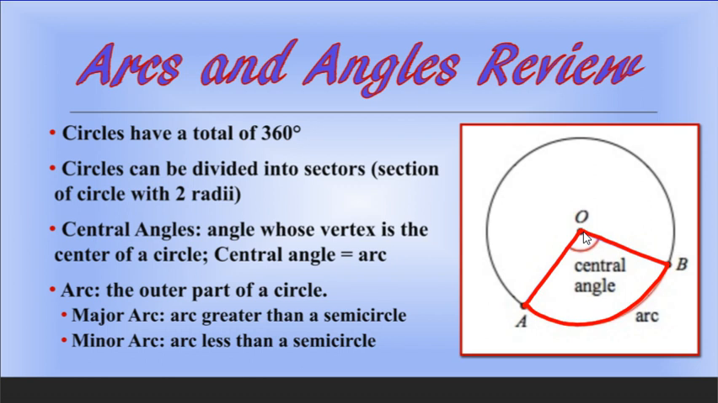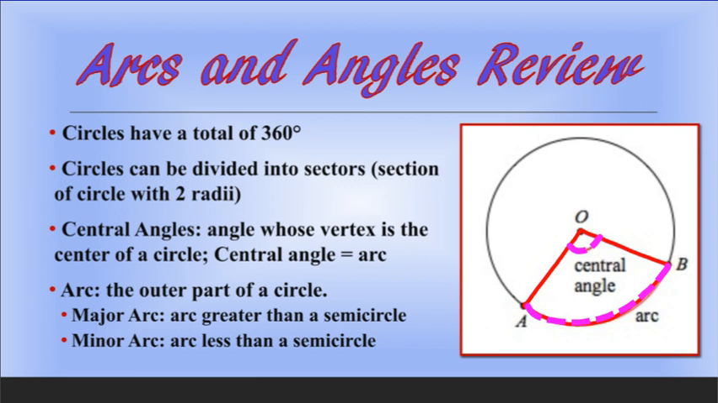So right here, here's your central angle. And the central angle is going to be the same as the degree of your arcs on the outside here. So they are the same. So whatever the degree is for the central angle, it's the same degree for the arc. And then we can describe the arc in two different ways. The arc is the outer part of the circle.